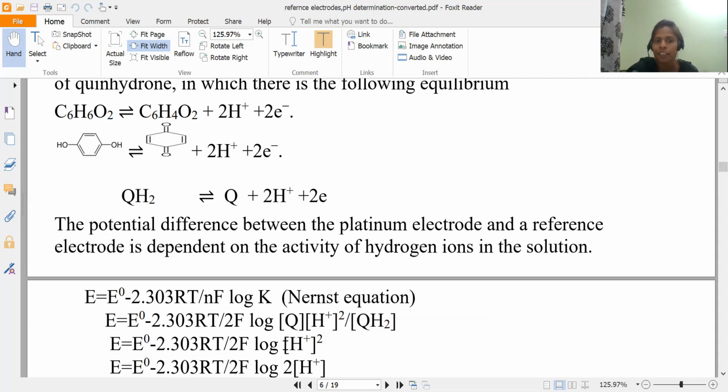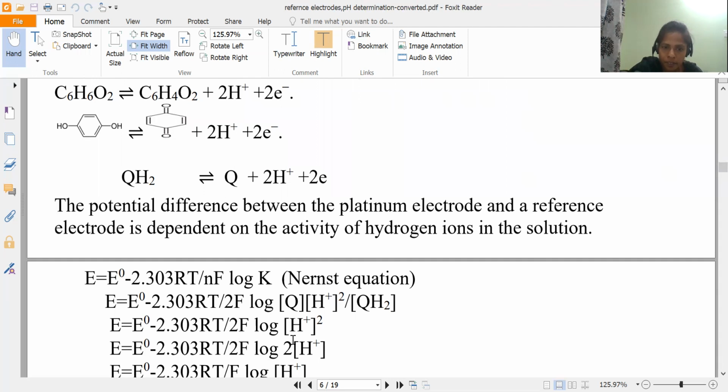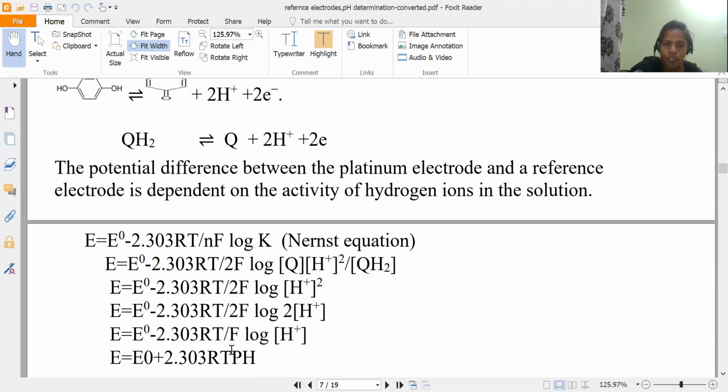So let us write the remaining thing: E = E° − 2.303 RT/2F log [H+]². It is in the form of log x to the power m. Log x^m means m log x. So the 2 will come to the front, and this 2 and this 2 get cancelled with each other. So finally we get E = E° − 2.303 RT/F log [H+].